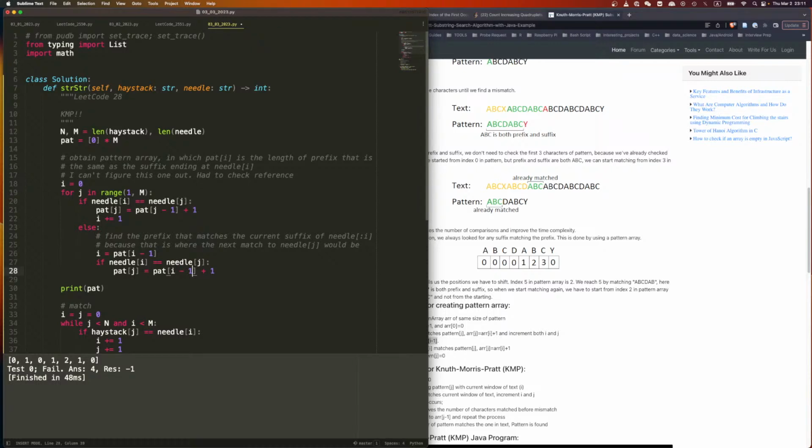So I move to this, right? Now these two need to match. If they match, right? If these two match, that shall be pattern I minus 1 plus 1. Yeah. What if the first one is not the same? Pattern doesn't have I minus 1 though.